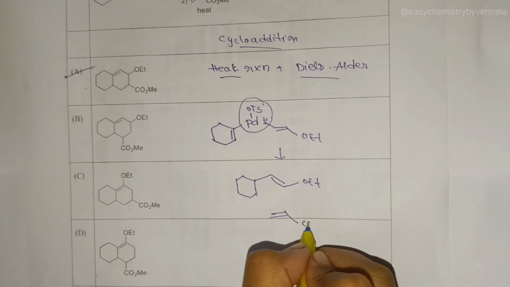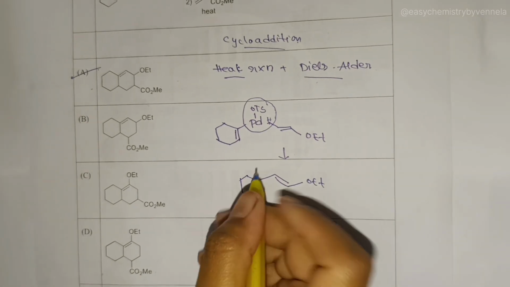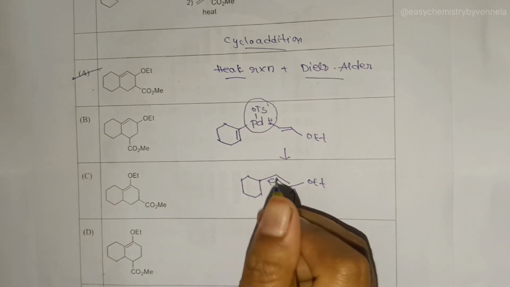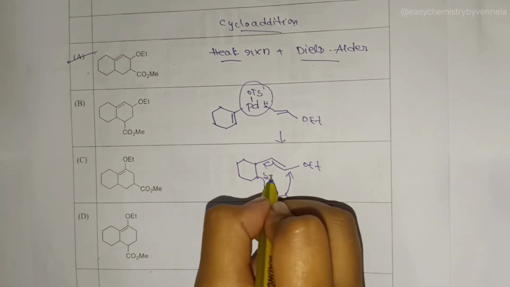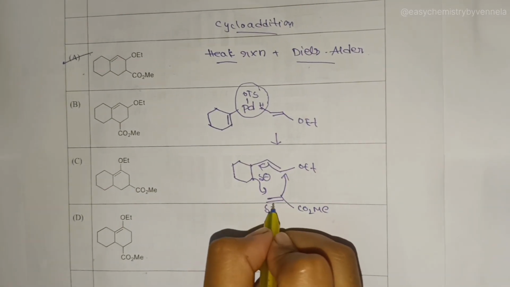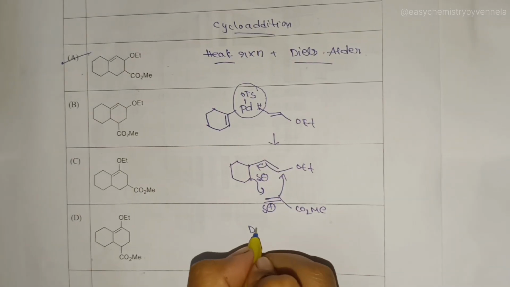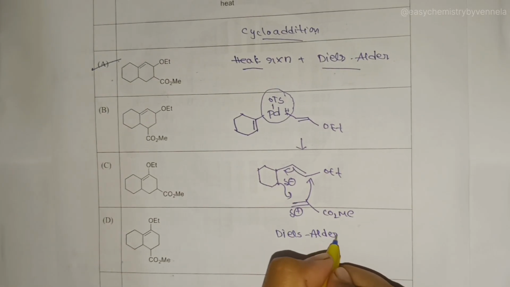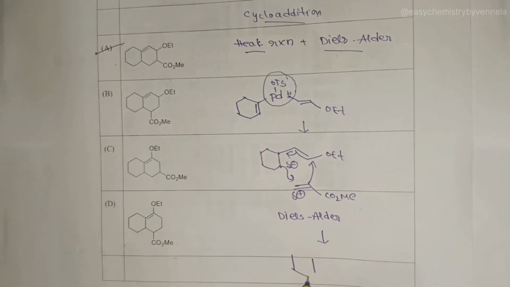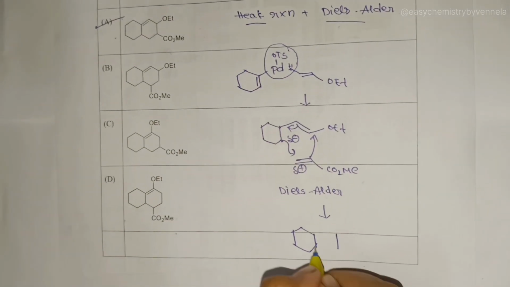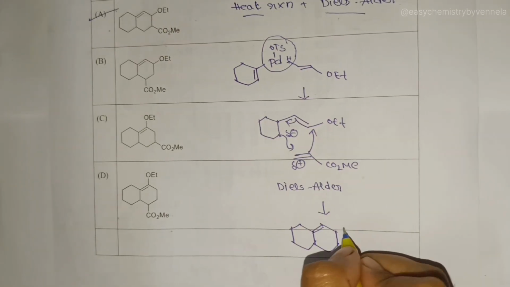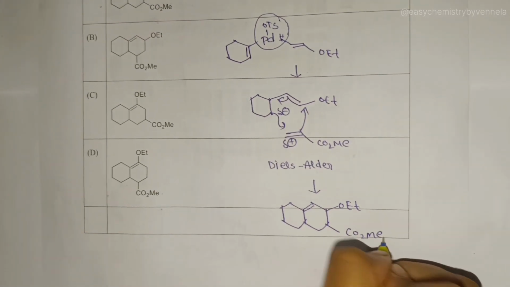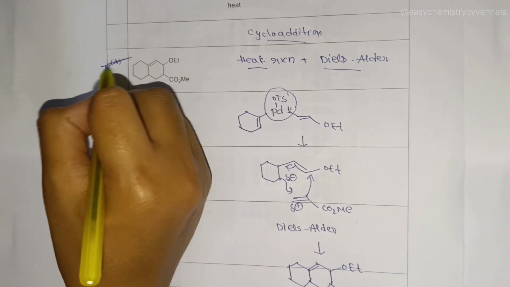It reacts with this one, CO2Me. It is the cycloaddition reaction. This is partial negative. It is partial positive. It is the cycloaddition Diels-Alder reaction. So the final product is like this. So in this, the correct option is option A.